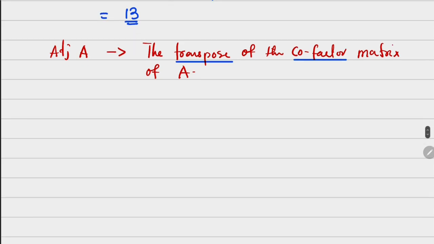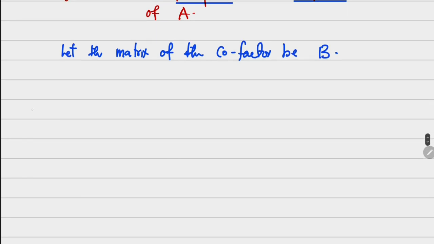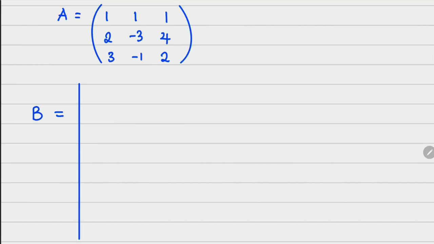What does that mean? Now, let the matrix of the cofactor be capital letter B. So how do I get the matrix of the cofactor? Now, it is very important that we take note of what I'm going to be doing now. All right. Now, similar to what we did with finding determinant of A, that is what we are going to be doing here. Now, look at, if we cover this one, what it means is that all the rows and the columns that has to do with 1 will be taken off.